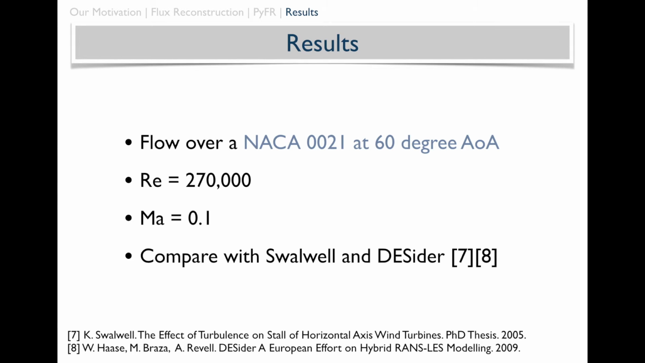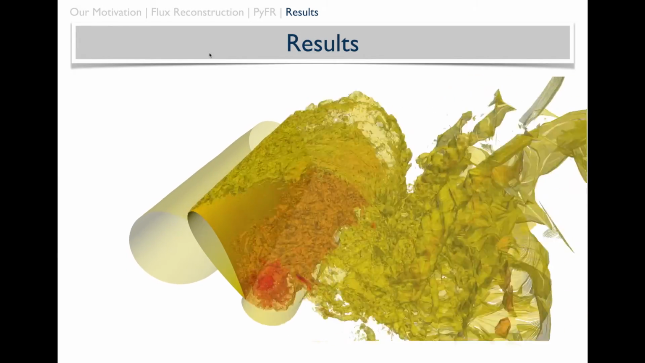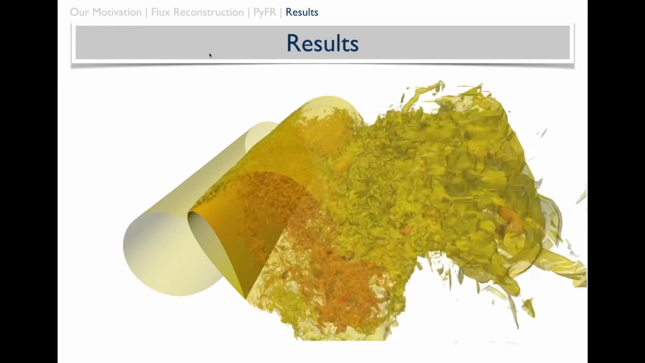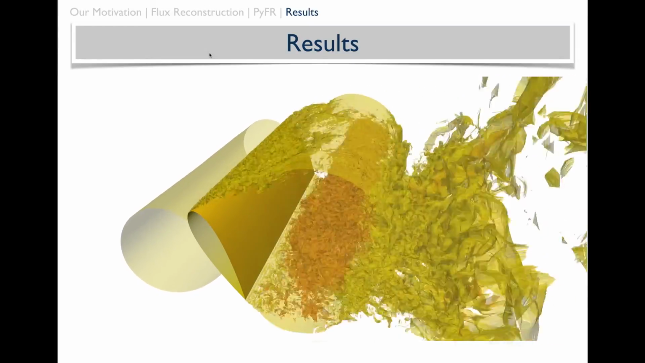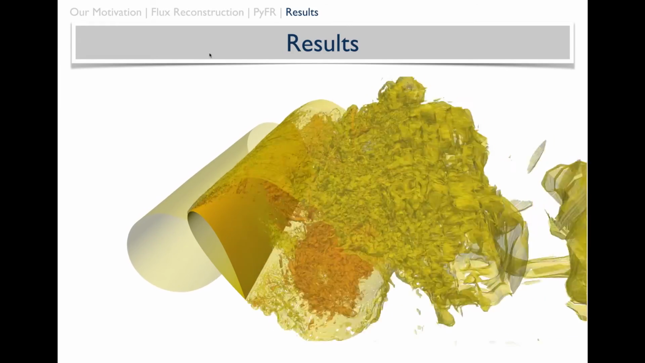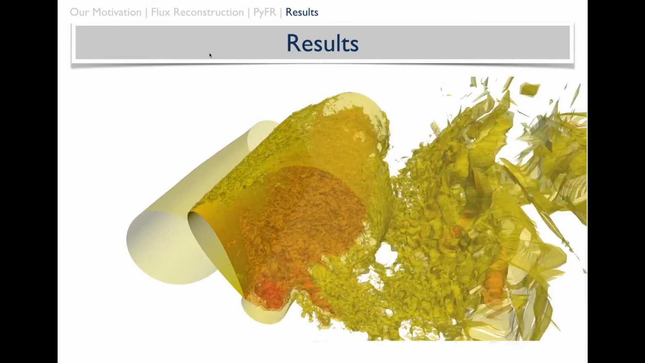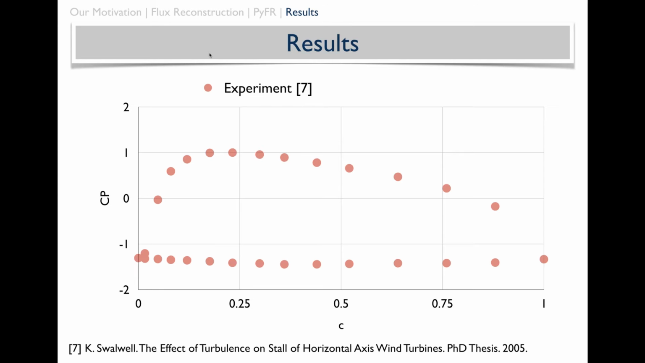And then finally, in the last couple of minutes, just to show one of the test cases we've been applying PyFR to. It's flow over a NACA 0021 aerofoil at high angle of attack in deep stall, so 60-degree angle of attack, Reynolds number just over 250,000. There's various computational data, so detached eddy simulation data, as well as experimental data to compare with. The experimental data is CP time averaged on the pressure and suction side of the aerofoil. The pressure side data is the top dots, the suction side data are the bottom dots. Suction side data is where the flow is fundamentally unsteady.